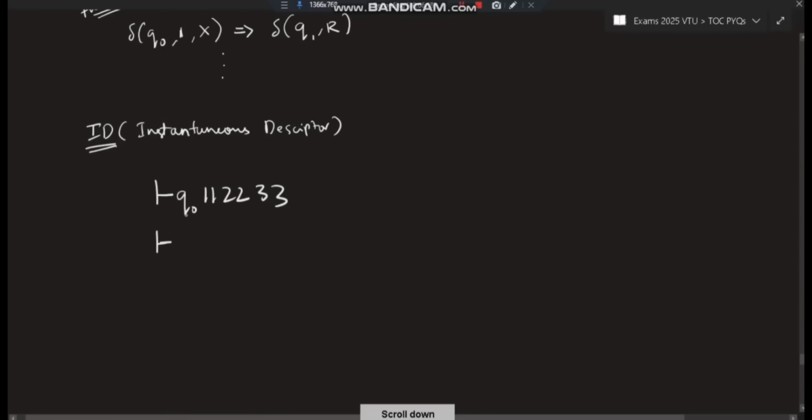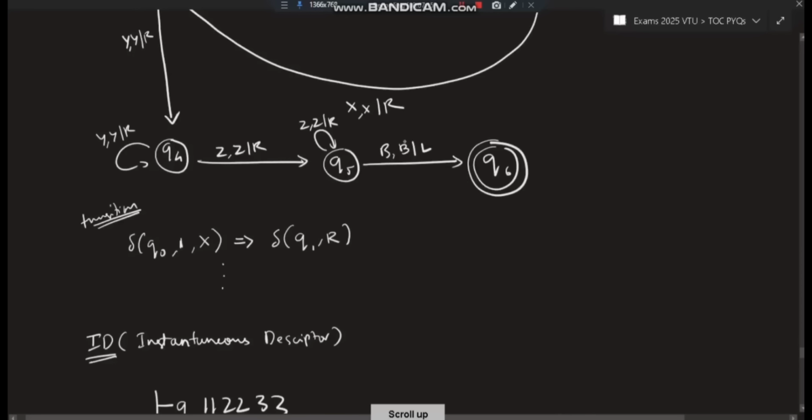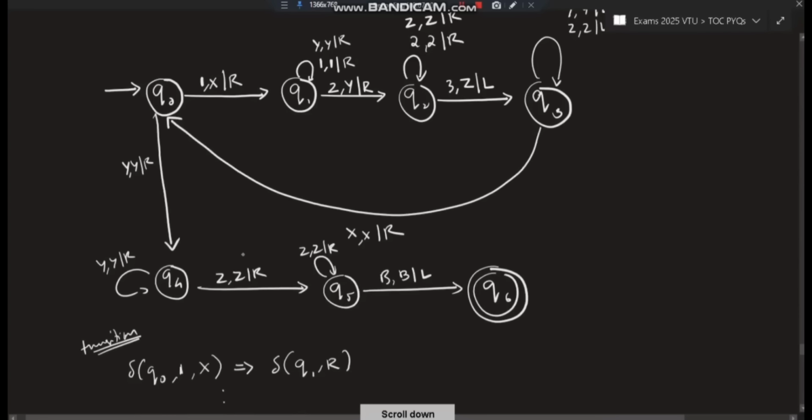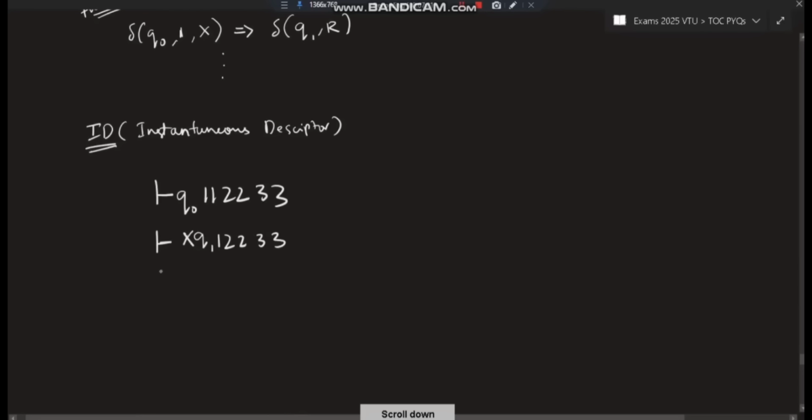So what you have to do is, q0 made it as x, and q0 became q1 and moved to the right. Got the point? It became q1, moved to the right and made it as x. Next, q1 on 1: you have to see this and see what will happen. q1 on 1, keep it as 1 only and move to the right. Keep it as 1 only, move to the right, and stay in the same state, 2233.